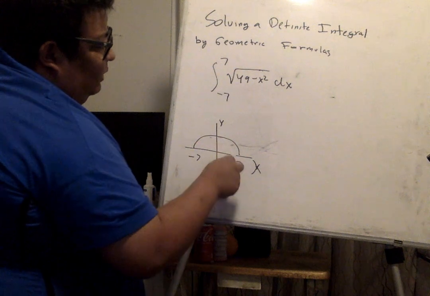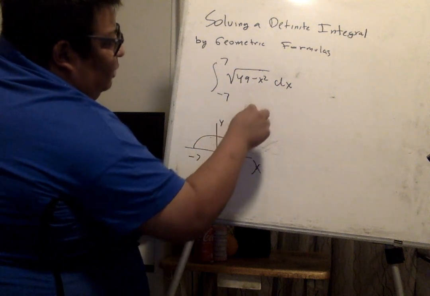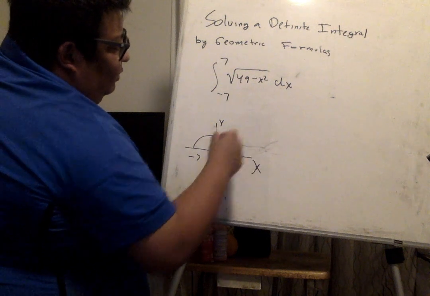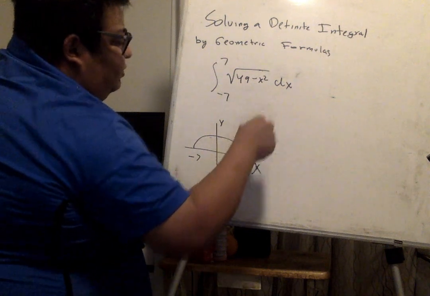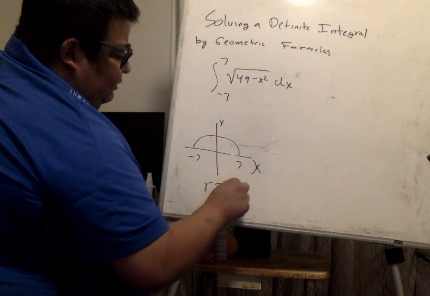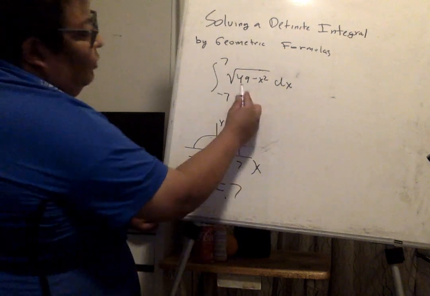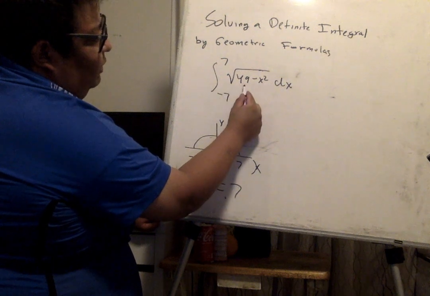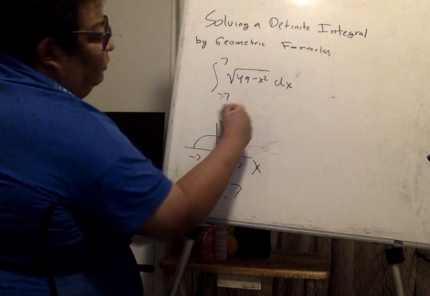That means that it looks like a semicircle. It is a semicircle, and the radius is 7. So radius is 7. And you can get it from here. If you see this type of setup, you know that the square root of this number is gonna be your radius. Square root of 49 is 7.